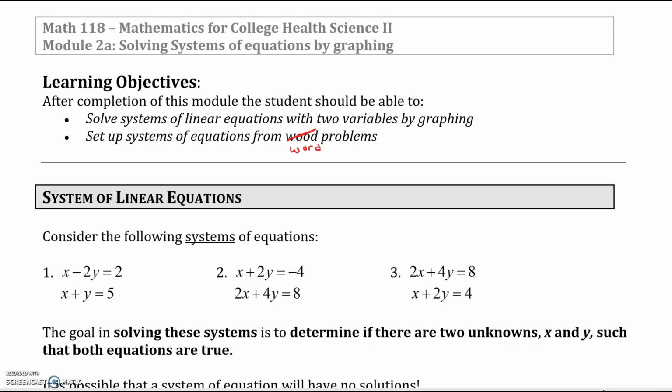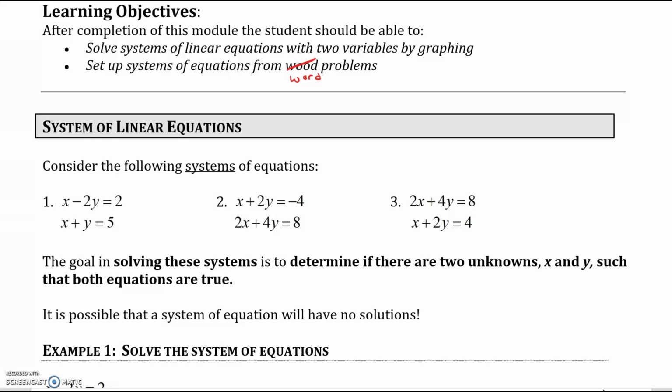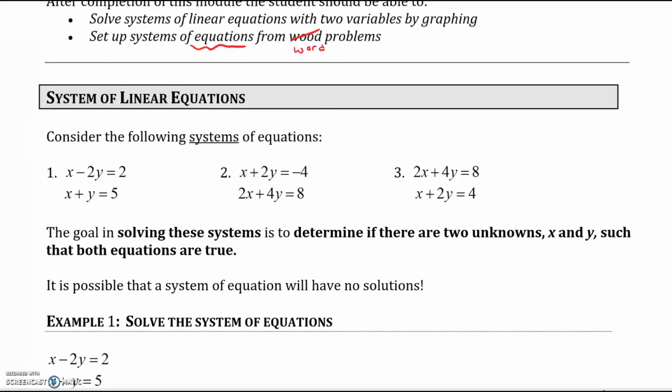Today's module 2A, we'll go through solving systems of equations by graphing. Over the course of this week, we'll also look at solving systems of equations by elimination and systems of equations by substitution. So today's class will focus on solving systems of equations by graphing. We'll also look at how to set up equations from word problems.